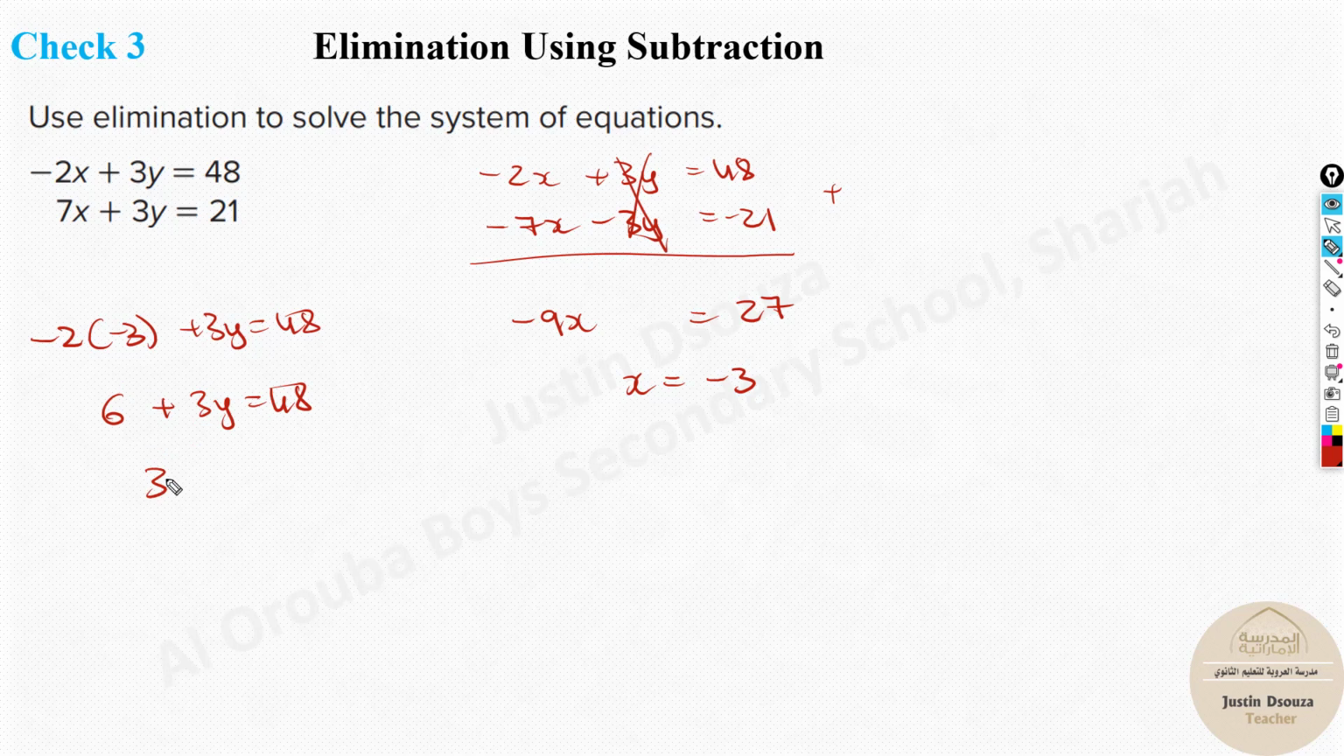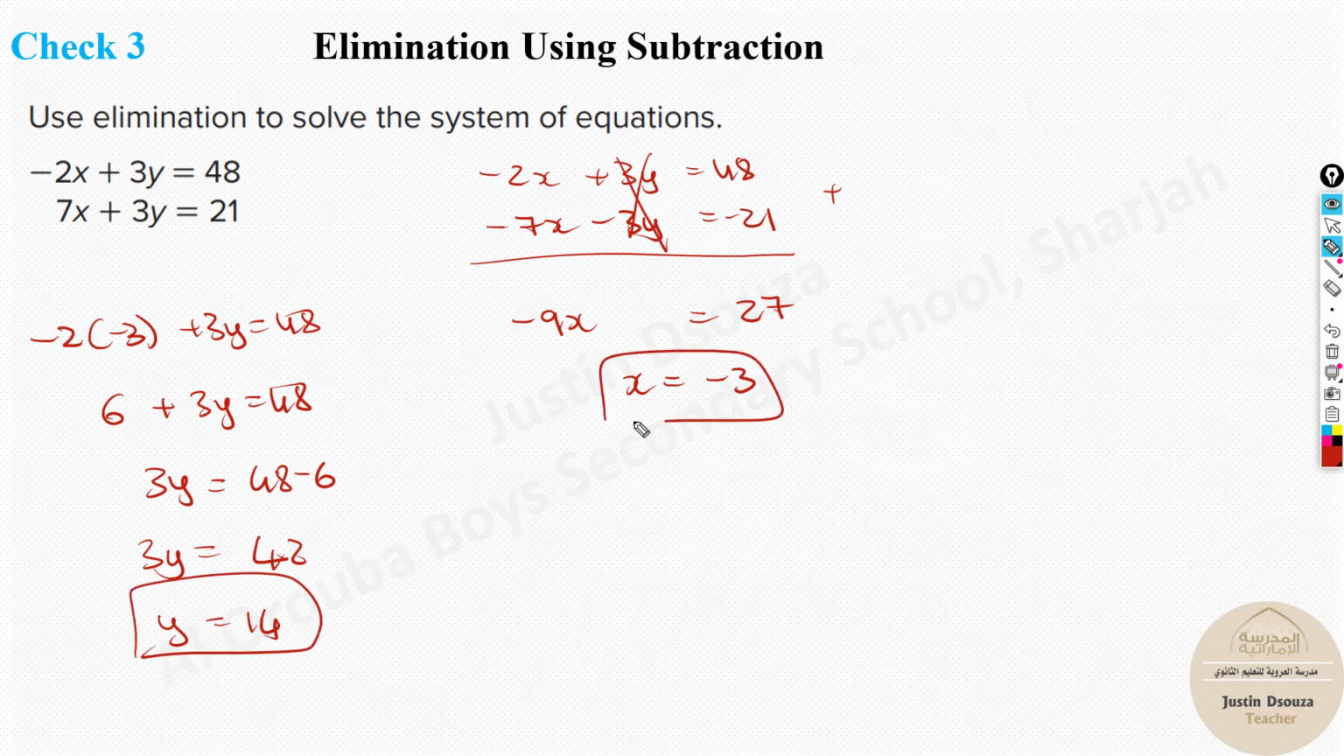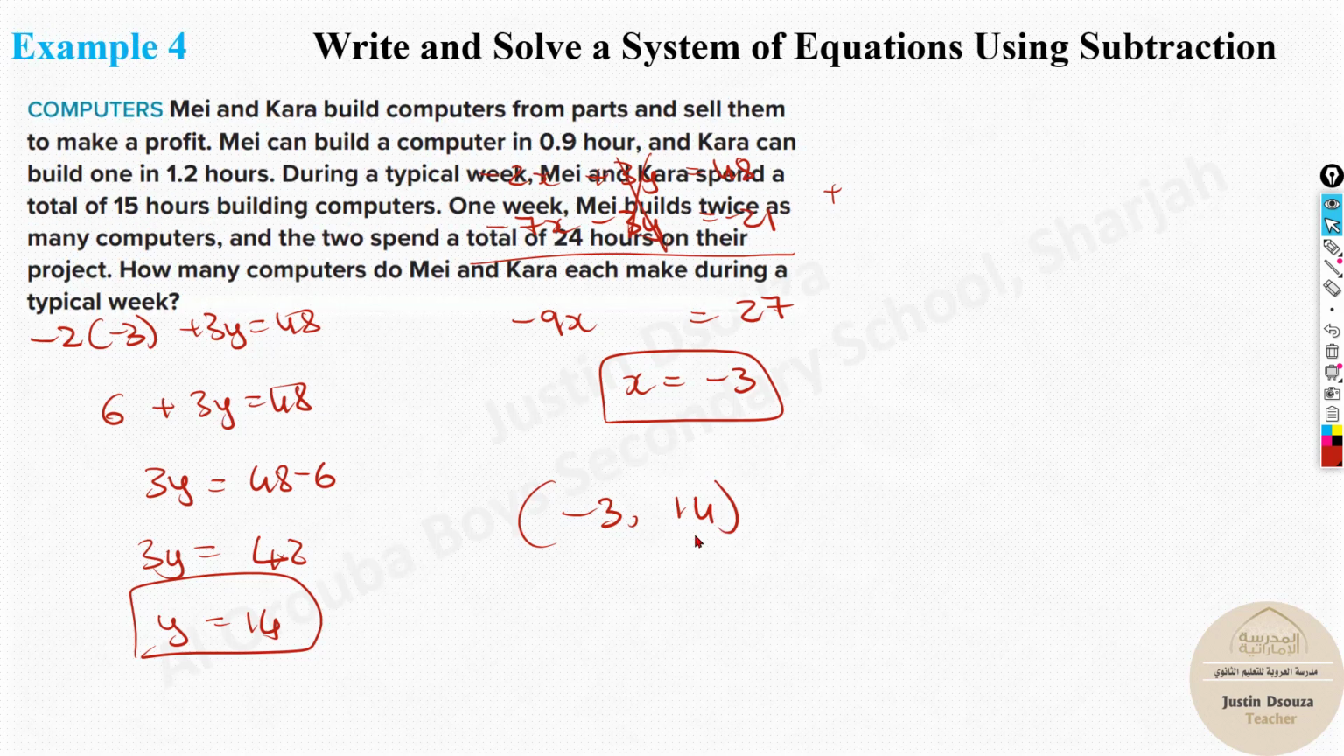Take this to the other side. It will be 48 minus 6, that is, I'll write it out, 48 minus 6, and now we can solve it as 42. So divide both the sides by 3 and you will get 14. y is equal to 14 is the answer. So when we write the solution set, it will be minus 3 comma 14, because x is written first and then the y value. So it's minus 3 comma 14.